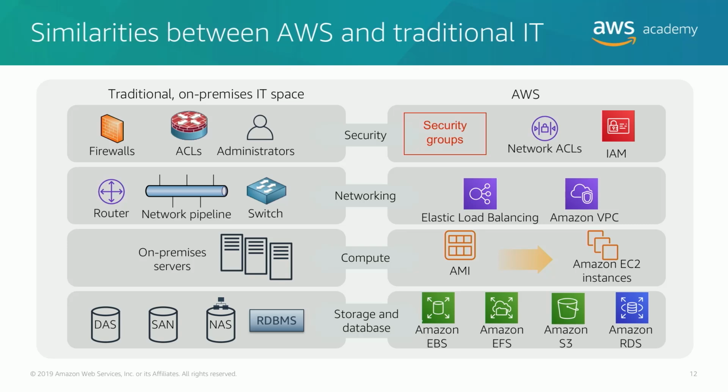Amazon Elastic Block Store represents a hard disk that attaches to your virtual machines and is equivalent to direct attached storage. Amazon Elastic File System also attaches to your virtual machines, but it represents a traditional storage area network. Amazon Simple Storage Service, or S3, provides the ability for you to store files using the internet and is similar to network-attached storage. Finally, Amazon Relational Database Service is the equivalent to your physical relational database management system. So pretty much everything you will want to do with a traditional data center is available with AWS.